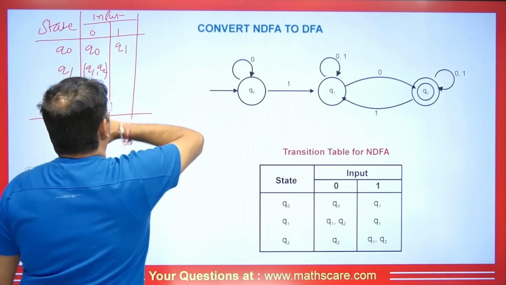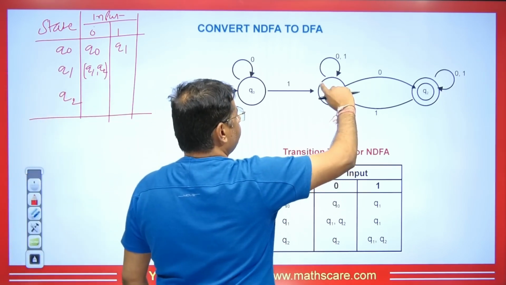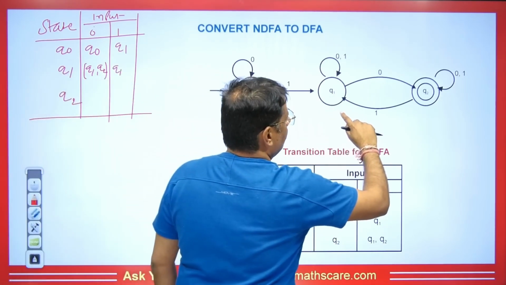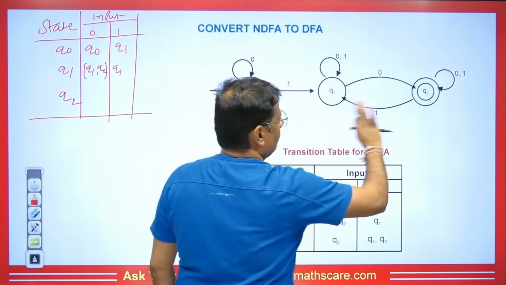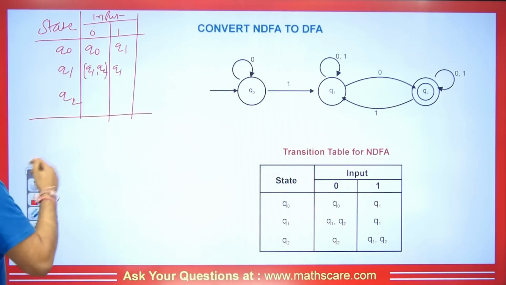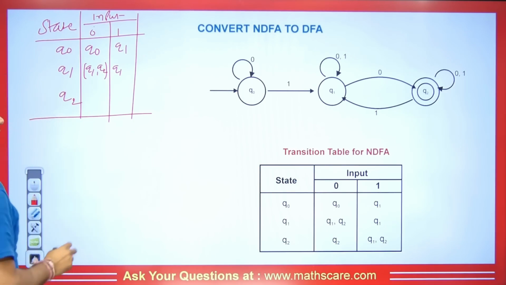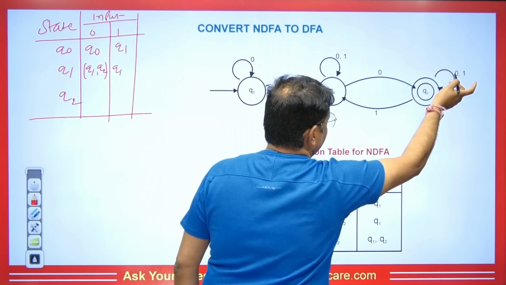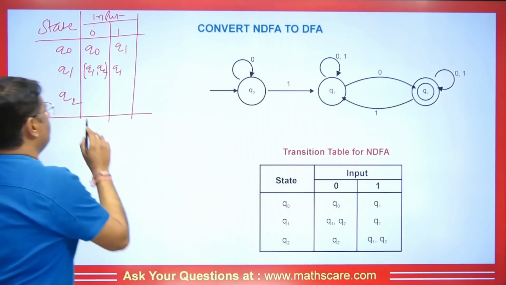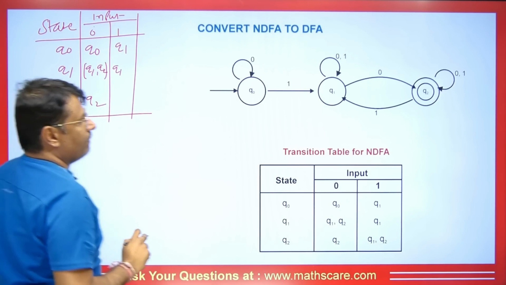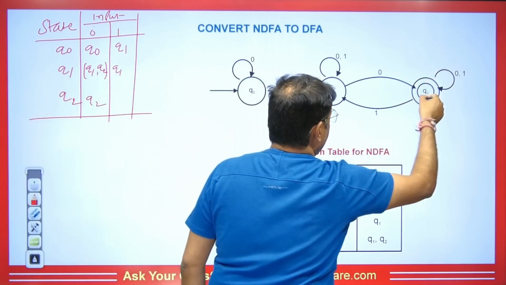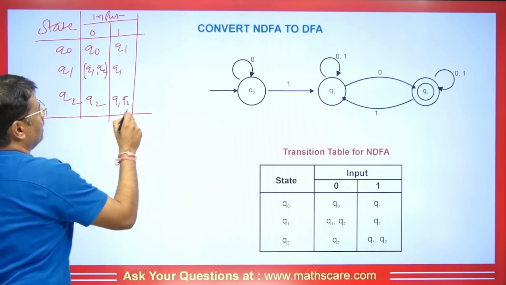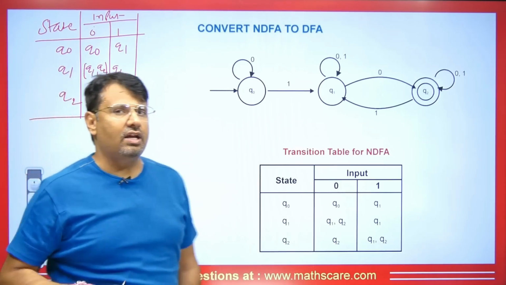Now, let's analyze input 1. So, what is happening on input 1 here? Q1 is going to itself. With input 1, it stays on Q1 only, right? So, it remains on Q1. Moving forward, let's examine Q2. With input 0, Q2 goes to itself, and I believe it is going to itself only. Nothing else is happening there. So, this is Q2. Let's see input 1. With input 1, it is going to itself and also to Q1, right? So, this here will be Q1 and Q2, right? This is called non-deterministic finite automata.